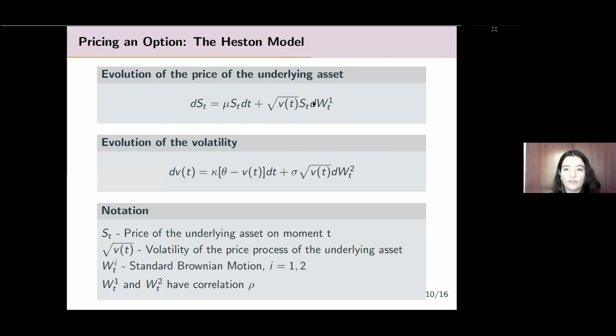Here, one important feature of this model is that, when we look at this, W1 and W2 are standard Brownian motions. And if you don't know what that means, you can just think of it as the random forces that are driving the price and the volatility. And they are thought to have correlation rho.